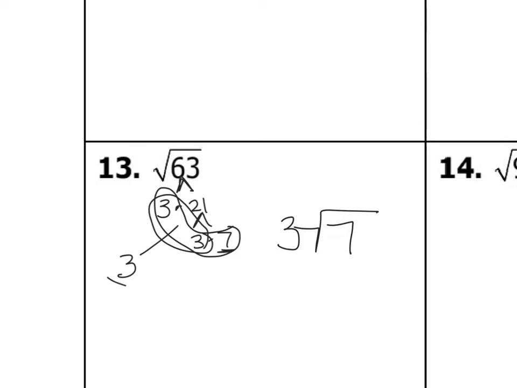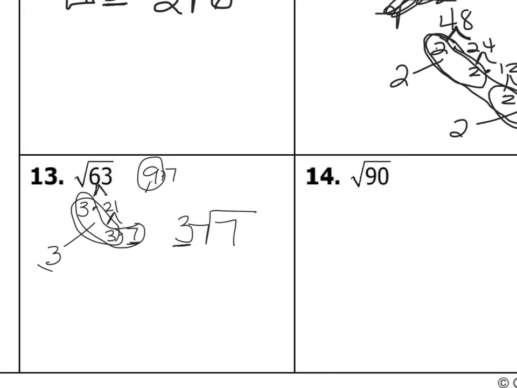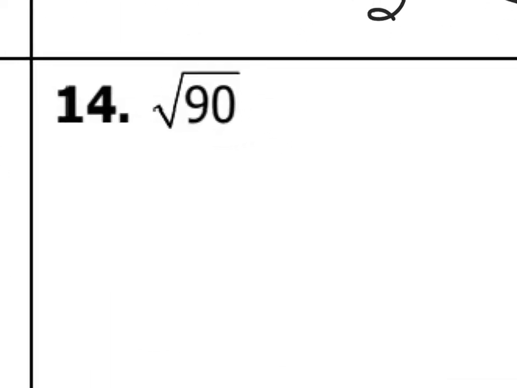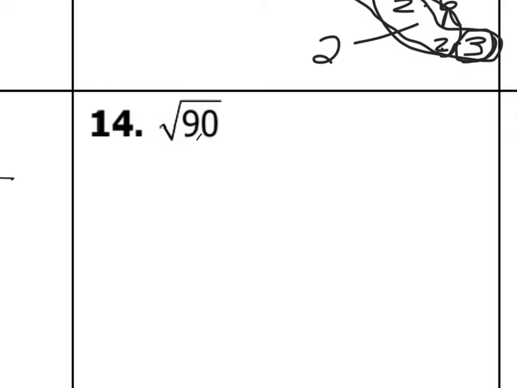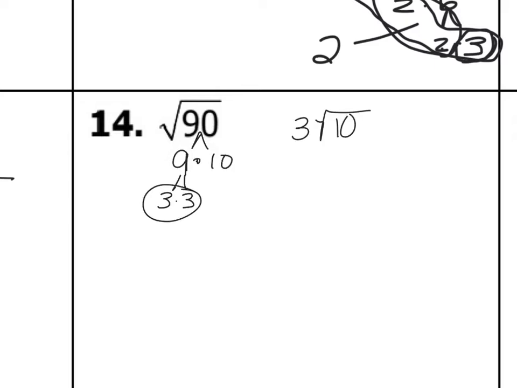All right. You could have also broken this down to 9 times 7, is 63. Well, the square root of that perfect square is 3, right? 7 stays home. 90. All right, this one we know we got the perfect square, 9 times 10. So square root of 9 is 3, right? So 3 comes out and 10 stays home.